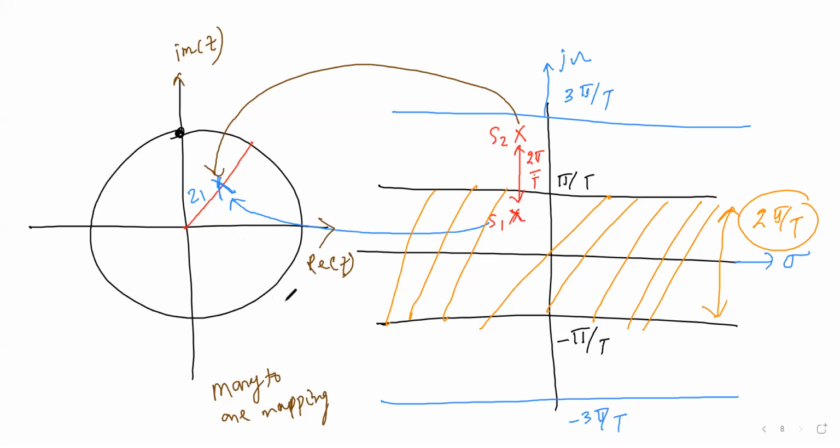And if any pole lies above or below this pi by T or minus pi by T, outside of this range, it will map to the same pole, or the aliasing effect will come into the picture. Getting it?